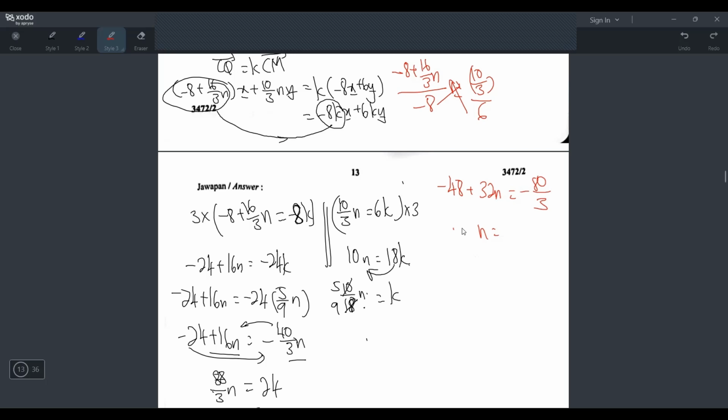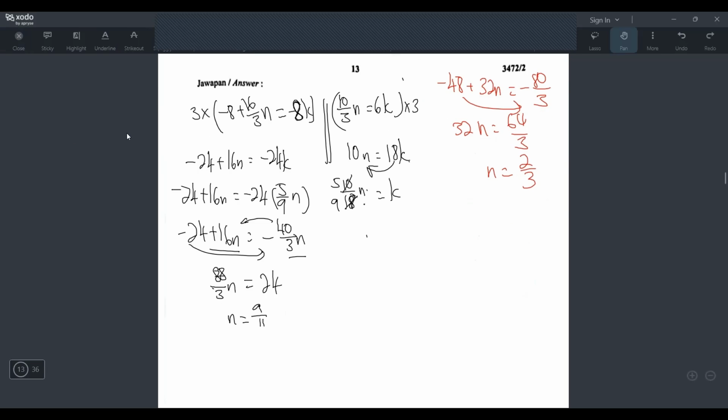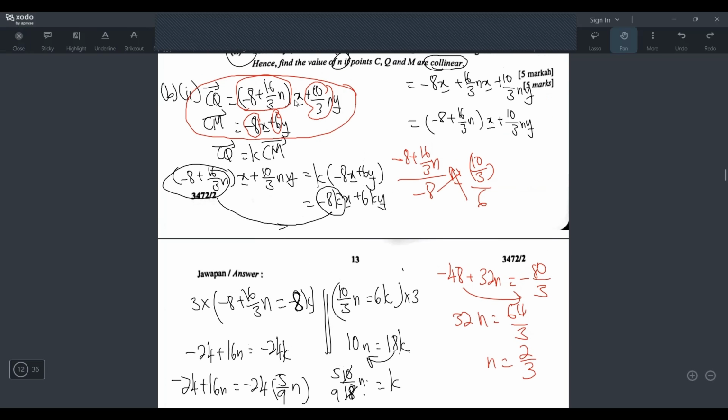So if you want to find n, you move this one, right? So it becomes negative 80 over 3 plus 48. So it becomes 64 over 3, right? So n equals 64 over 3 divided by 32, which is 2 over 3. Wait, why a different answer? It should be the same answer. This method and this method will give you the same answer.